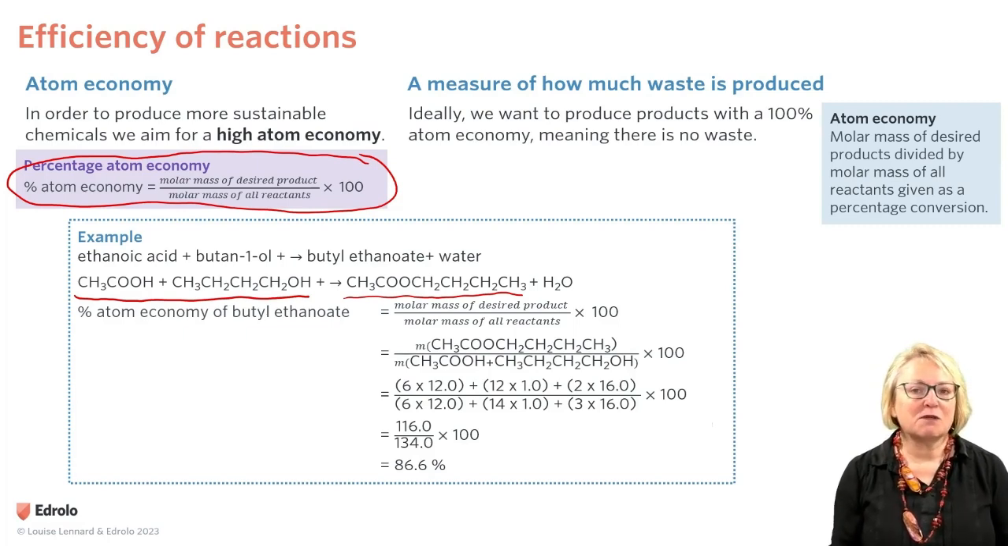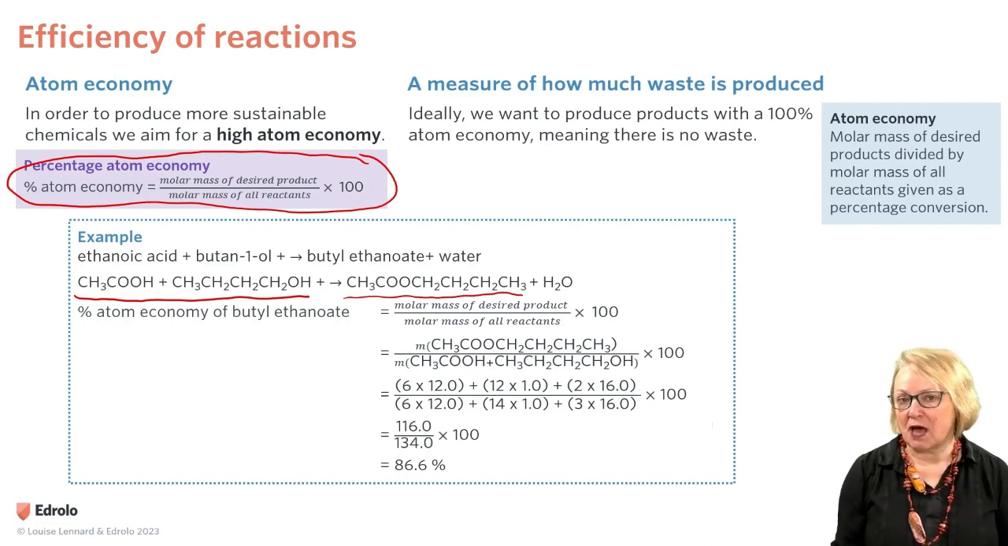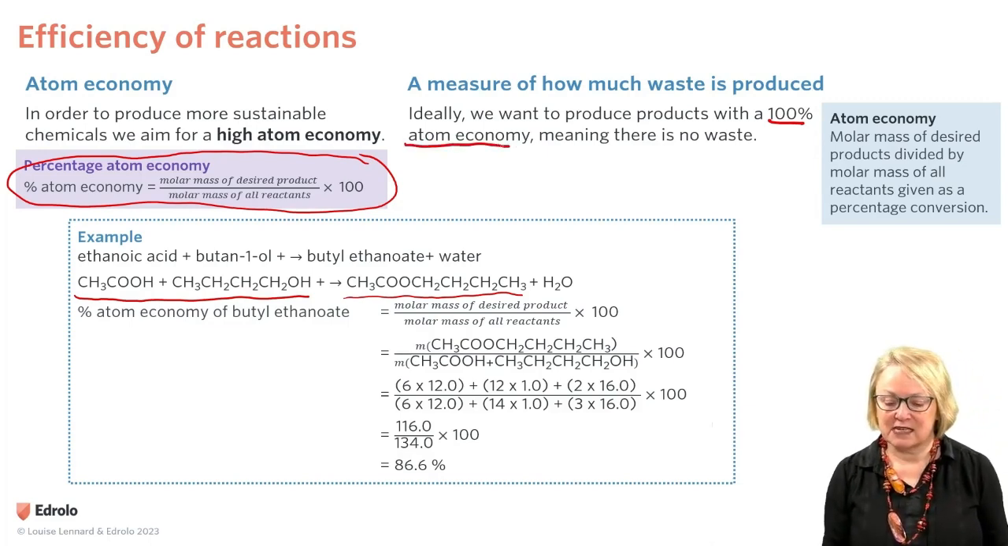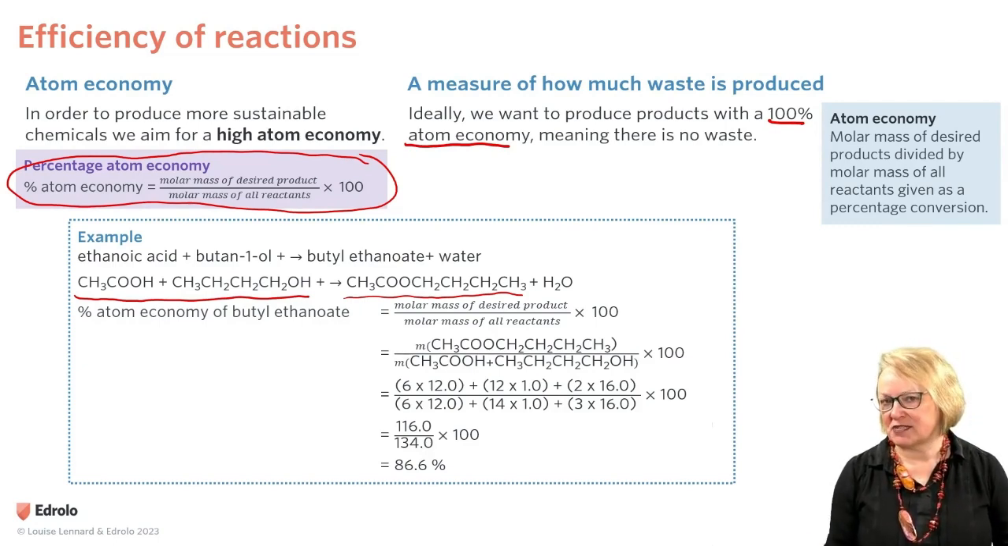We divide the molar mass of the desired product over the molar mass of the reactants, multiply by 100 to get a percentage. Ideally, we want to produce products with 100% atom economy because that means there's no waste. But in reality, that's not always possible. And we learnt about efficiency of reactions before when we studied equilibrium systems.